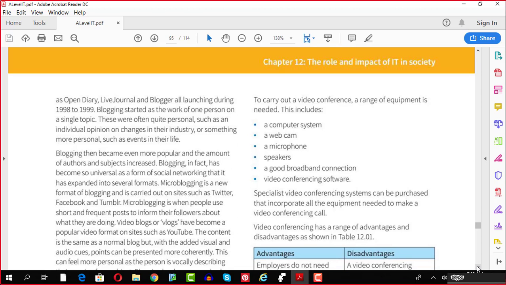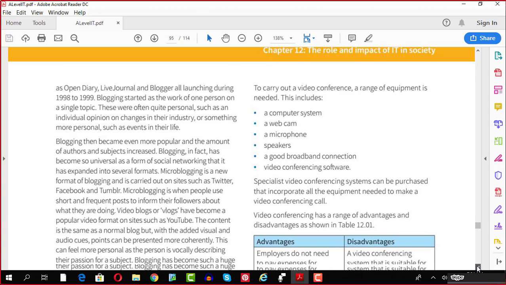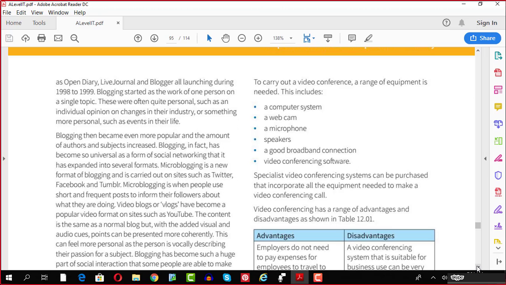If you don't have one, fine. But I would like you to do some research because it's part of our IT. You should have an idea what it does. Now, blogging, you know what blogging is.